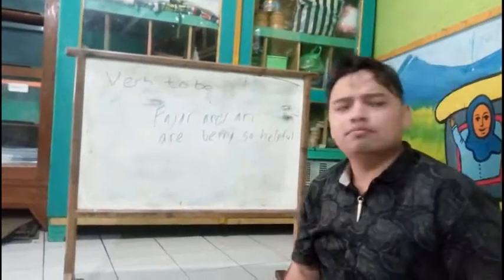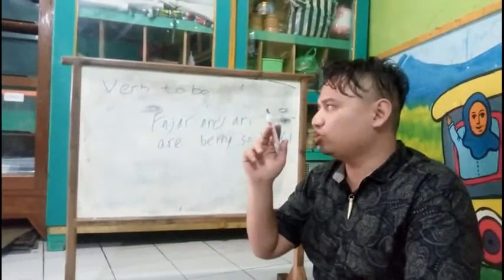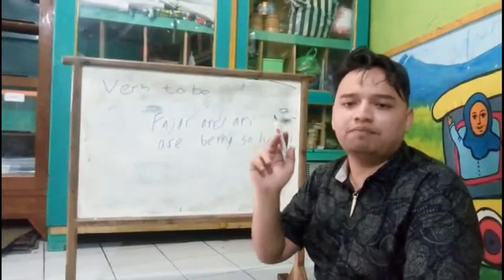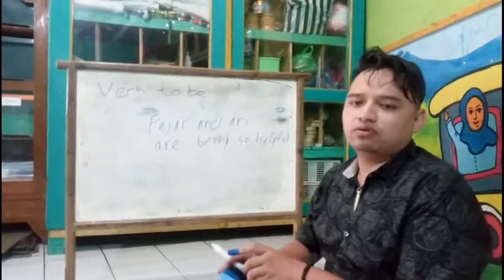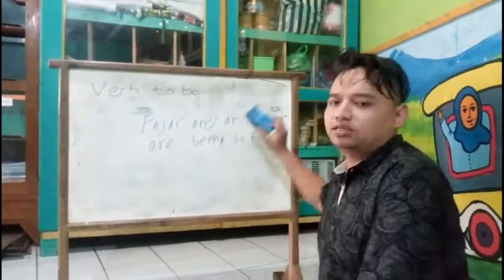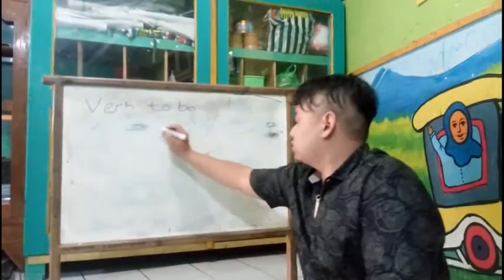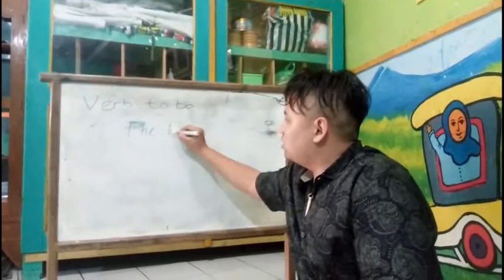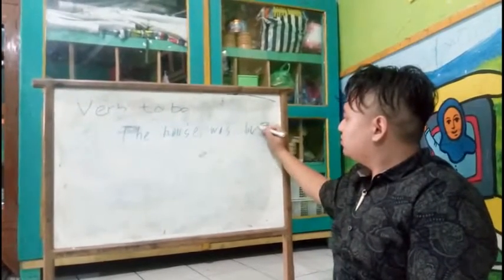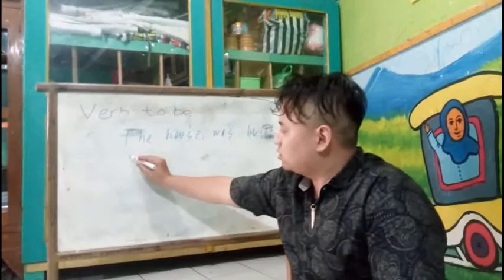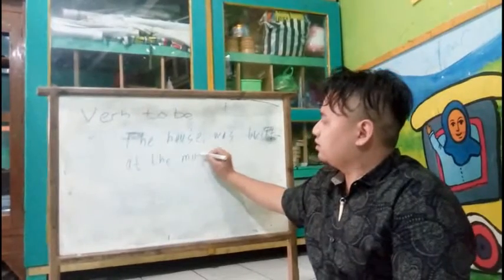It comes to the last, the passive form. The to be verb, both in its present and past form, can be used to make passive sentences. An example of the passive form is: the house was built at the mountain.